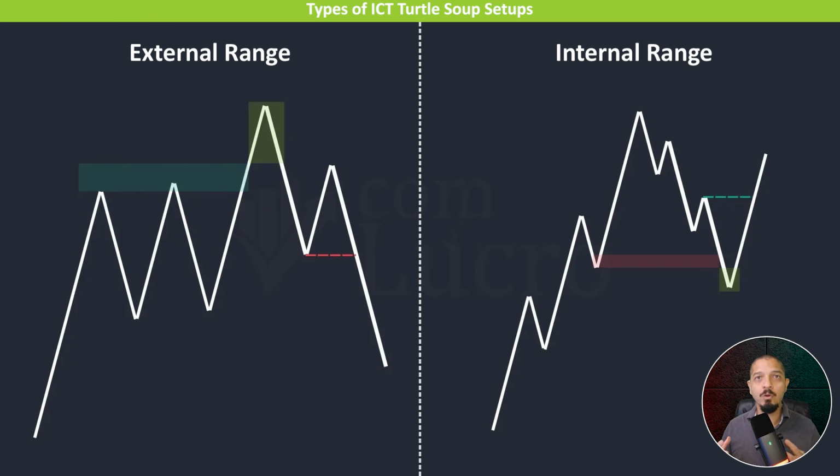Next, the internal range turtle soup. This setup appears when the market is already trending in one direction. Instead of reversing the entire range, price makes a pullback, sweeps liquidity during that pullback, and then resumes the main trend. In this case, turtle soup becomes a continuation entry, not a full reversal, as shown in the first chart example.